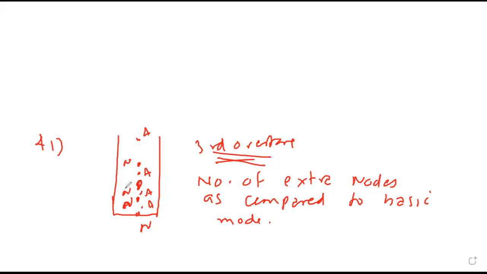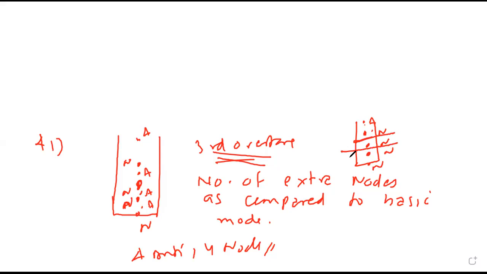1, 2, 3, 4, 1, 2, 3, 4. So it is 4 antinodes and 4 nodes. Not followed? Followed, sir. See, again I am explaining. Basic has 1 antinode and 1 node. It is said 3 overtone, so 3 extra nodes have come in between, and between every node there is an antinode. So nodes 1, 2, 3, 4, and antinodes: 1 here, 2 here, 3 here, 4. So 4 antinodes, 4 nodes. Again, option D.